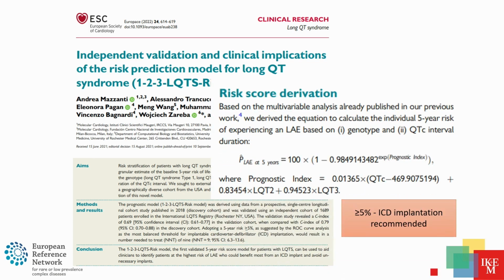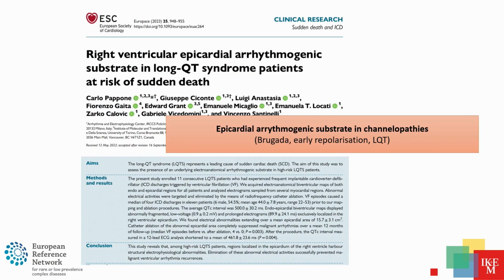And the authors postulated that ICD implantation should be recommended in all who have a 5% or greater risk of arrhythmia in 5 years. So certainly it's quite a recent development, and we have to wait for prospective data to assure that it's right and that we do not overestimate or underestimate the risk, I believe.